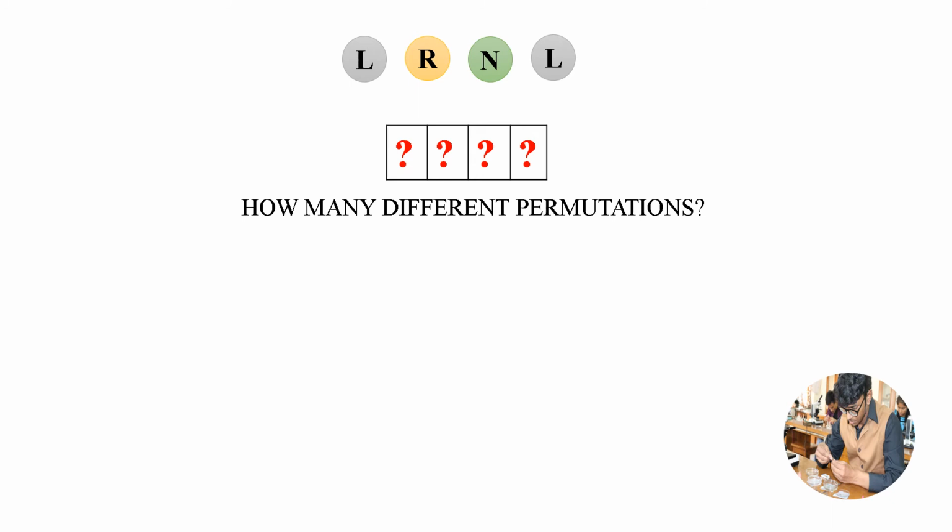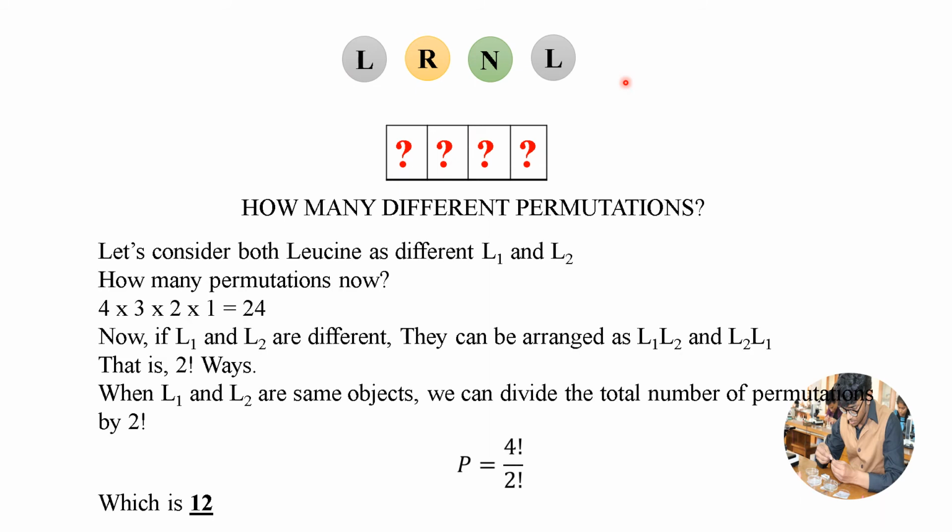So I'm allowing repetition of one of the amino acids and not others. Let's begin by considering both the leucines as separate identities, like we did earlier with lysine. Let's consider this one as L1 and this one as L2. If I consider that, I will have 2 different leucine residues and a total of 24 permutations, as we have done before.